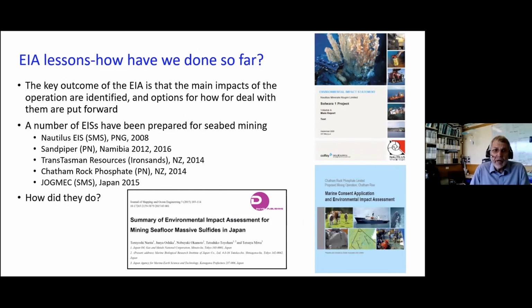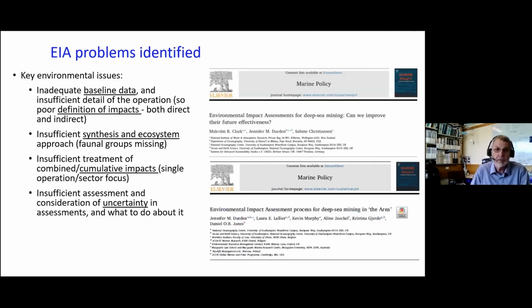How have we done so far? There are a number of EIAs that have been undertaken in the deep sea for seabed mining. You can see them there: Papua New Guinea, Namibia, New Zealand, Japan. Some have been approved, as in PNG and Japan, but others have failed. Why? Very quickly: inadequate baseline data, poor definition of impacts, insufficient synthesis and ecosystem approach, not enough attention paid to cumulative impacts, all things that come about through just not knowing enough about the environment before you can try and predict impacts.